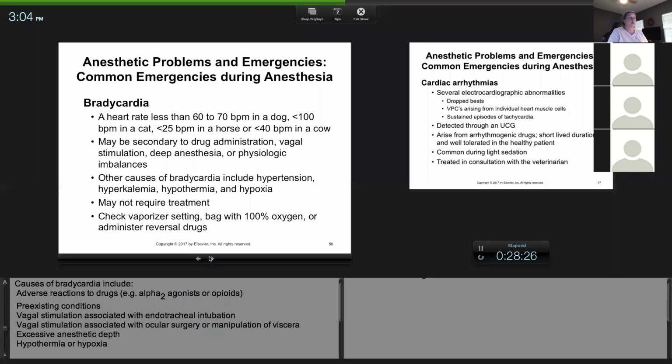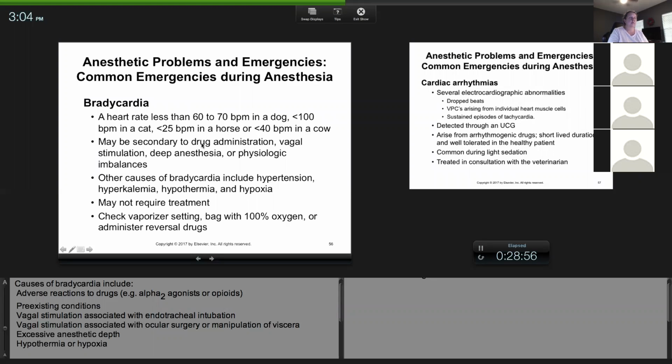Now, bradycardia, again, less than 60 to 70 in a dog, it really depends on the dog. If I have a big German Shepherd, a big Rottweiler, a big Mastiff, those heart rates don't bother me at all. But if it's a Chihuahua, a Pomeranian, a Poodle, those would make me extremely nervous. If it drops below 50% of their presenting heart rate, you may need to treat.